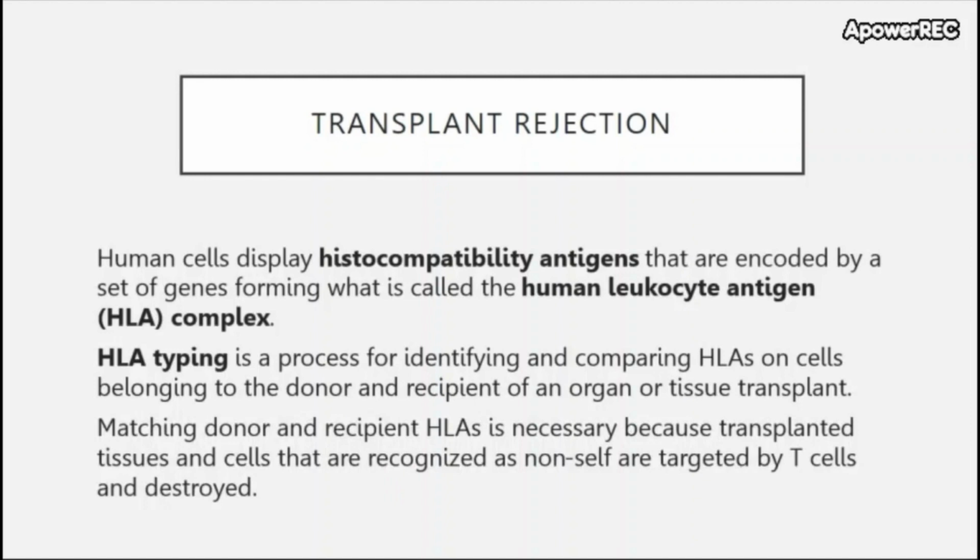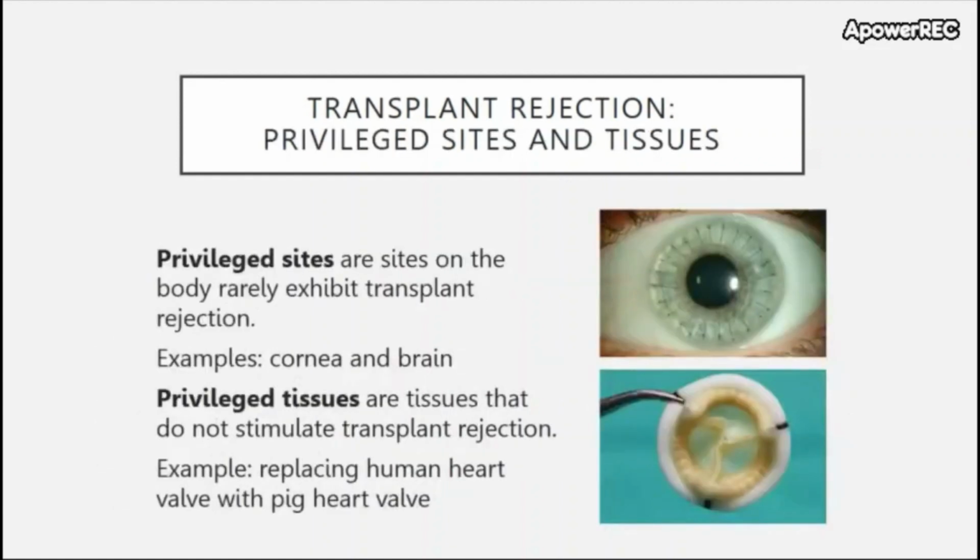This, of course, is a big deal because if there is not a match, then those HLAs from the donor will not be recognized by the recipient's T cells as being self, and so they'll be targeted and destroyed. However, we should discuss regions called privileged sites and tissues. Privileged sites are areas on the body that rarely exhibit transplant rejection. Examples of this are the cornea and the brain.